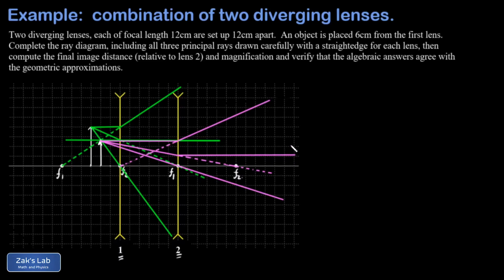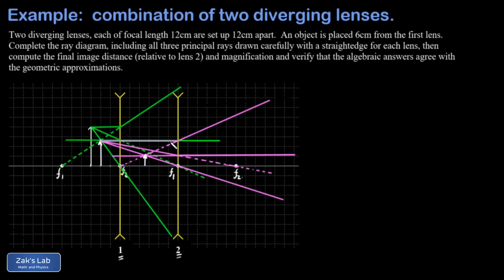So again, we see 3 diverging rays to the right of lens number 2, and we want to trace those back to a common origin. I can already see where this is supposed to be because the intersection of 2 of those is right here. And then I just trace back the third ray to verify that it lands in the same spot. So I'm tracing backwards from that third ray. All 3 of those do intersect at a common point. So I'm confident I've got the right spot. And my final image ends up right here.